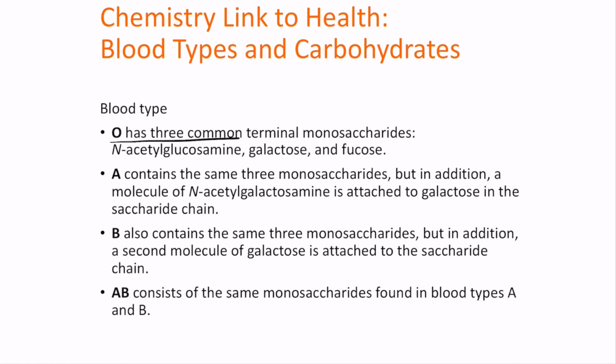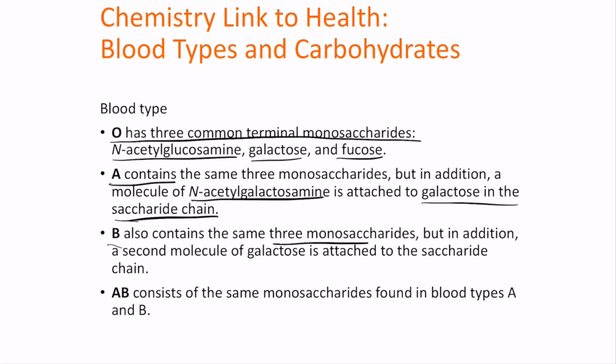So O has three common terminal monosaccharides: N-acetyl glucosamine, galactose and fucose. A contains the same three monosaccharides, but in addition you have a molecule of N-acetyl galactosamine that is attached to the galactose in the saccharide chain. And the B group contains the same three monosaccharides, and in addition you have a second molecule of galactose that is attached to the saccharide chain.